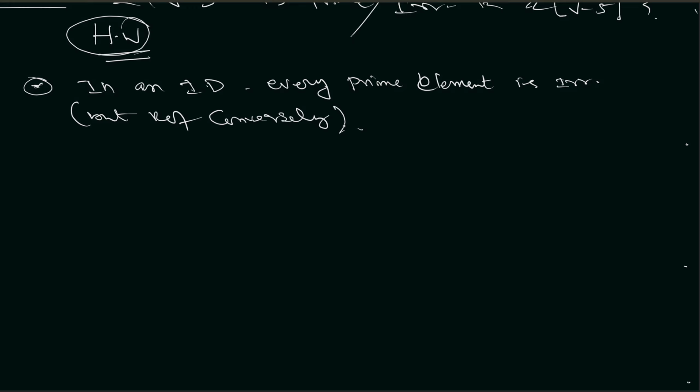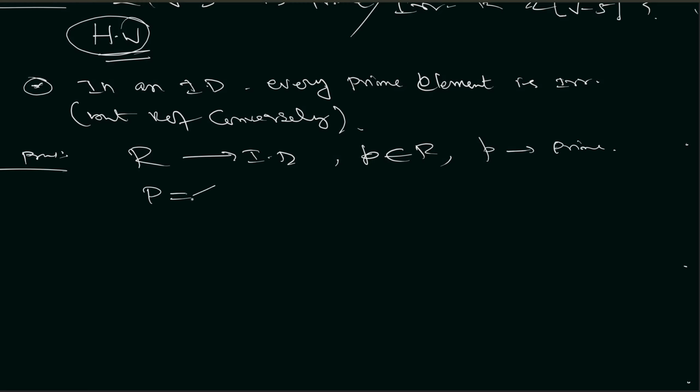In an integral domain, every prime ideal is irreducible but not conversely. But the converse is true whenever you are in a PID, right? So I am giving you the idea of the proof. Suppose R is an integral domain, and I am taking a p inside this R, p a prime element. So this implies that the ideal generated by p is a prime ideal.